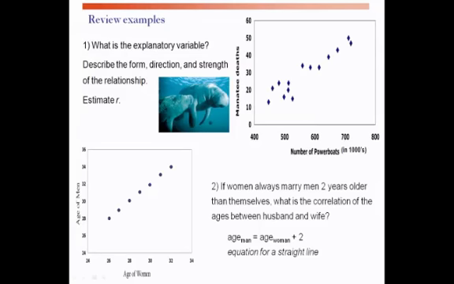What about this? Age of women and age of men. Apparently, women always marry men 2 years older than themselves. What would be the correlation? I don't know who dreamt of this example, but okay. Correlation 1, very good. Form is linear, strength is very strong, direction is positive. So we know that.